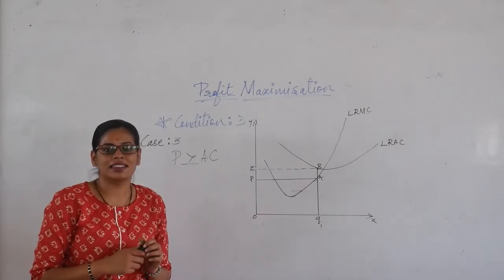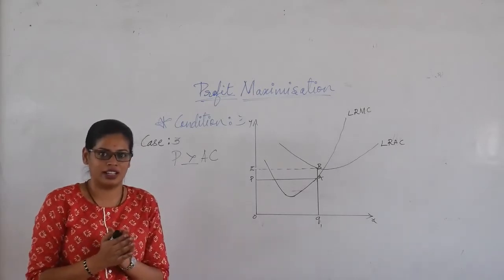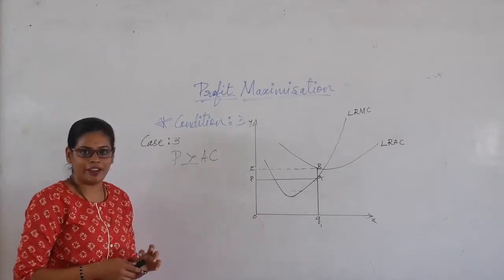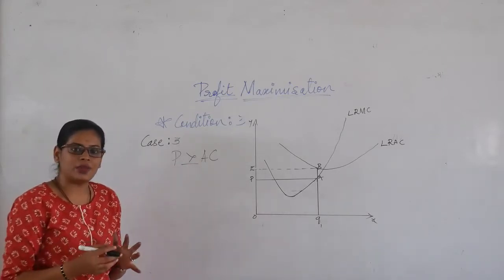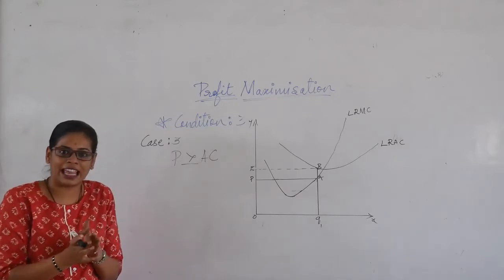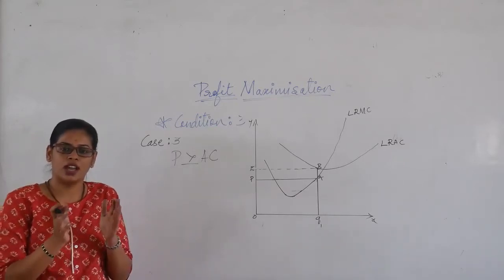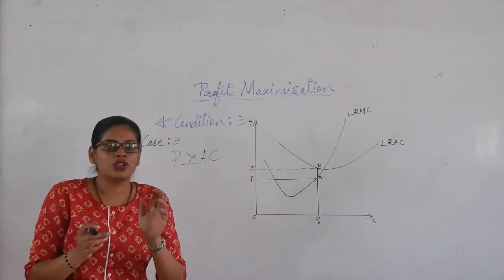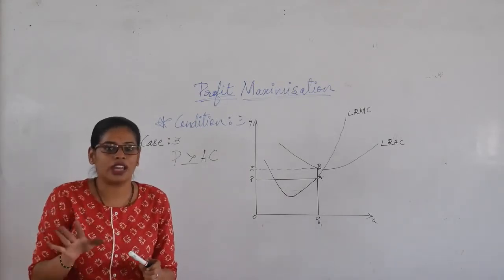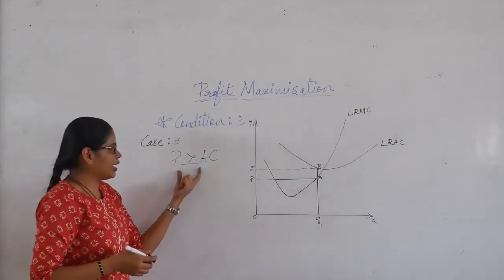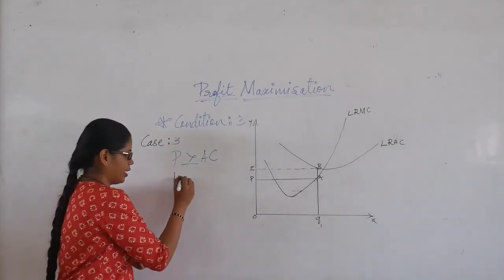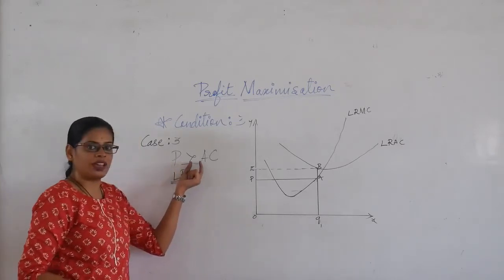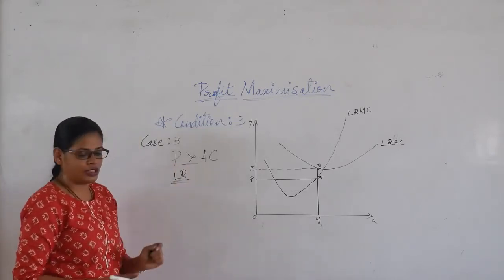Today we will be discussing the second case of the third condition, which is price should be greater than or equal to the average cost. In the previous class we have seen the first case of the third condition, which was meant for the short run, wherein price was greater than or equal to the average variable cost. But now we are talking about the long run. That's the reason price should be greater than or equal to the average cost.